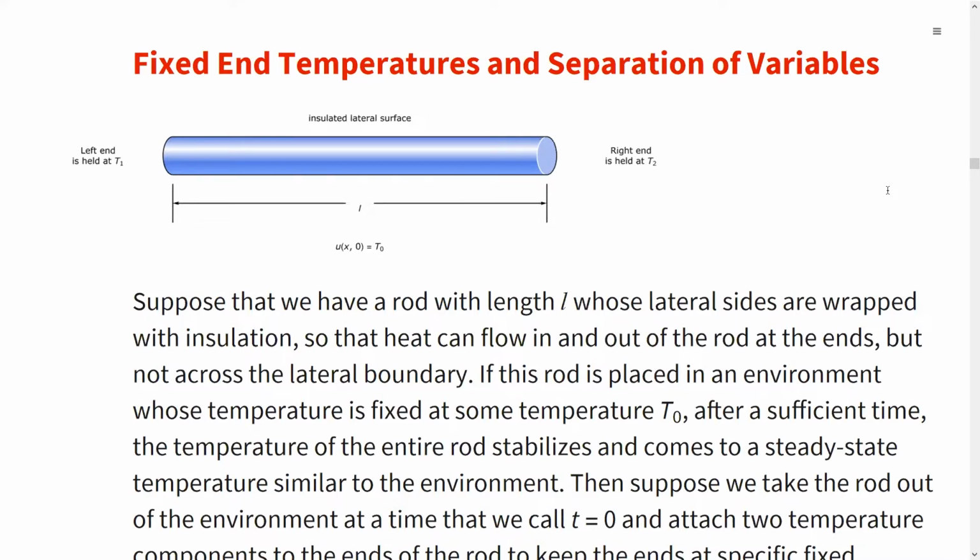Now let us go over the method of separation of variables on a fixed end temperature problem. Suppose that we have a rod with length L, whose lateral sides are wrapped with insulation. And if this rod is placed in an environment whose temperature is fixed at some temperature T0, after a sufficient time, the temperature of the entire rod stabilizes and comes to a steady state temperature.